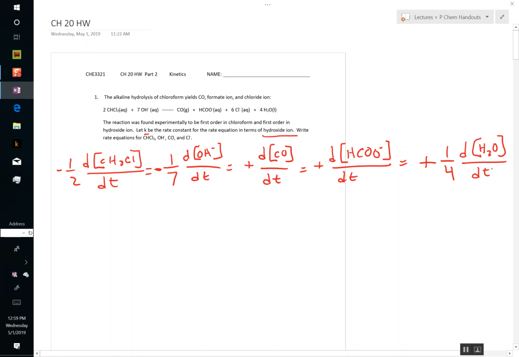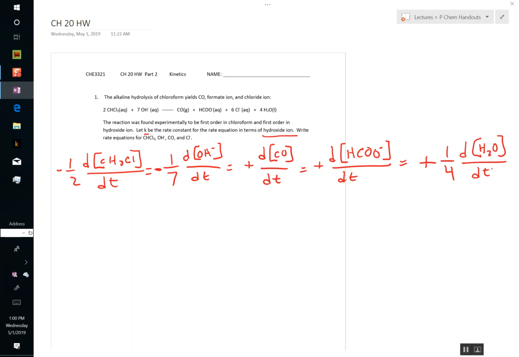There is a relationship between the rate of reaction of each reactant and each product, and they are related according to the stoichiometry. However the kinetics is proceeding, when 2 of these react, 7 of those are going to react. That's given by the stoichiometry, irrespective of the kinetics.